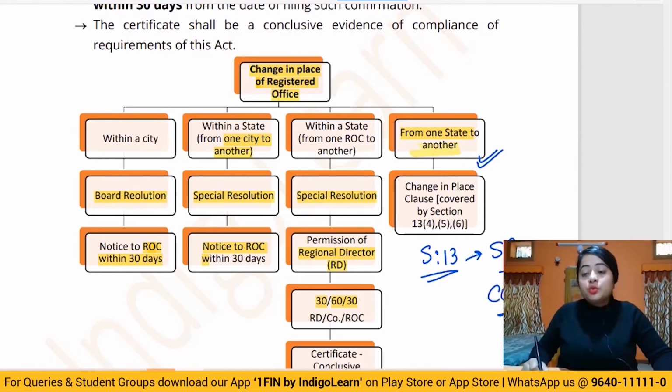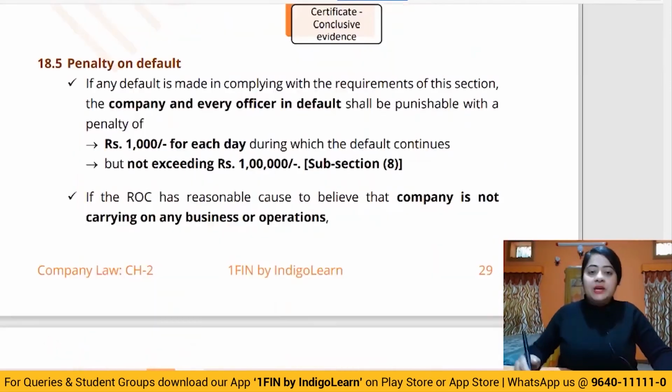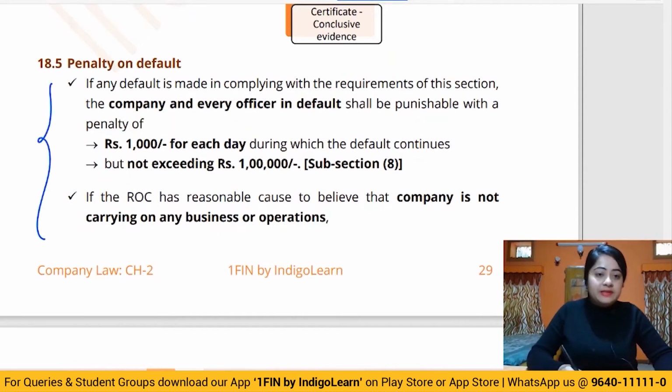Now here the central government is also going to ask for the details of the creditors. We also have to take the consent of all the different creditors and related parties. Once that consent is submitted, the central government is going to approve this shifting of the registered office from one state to another. Along with that, a special resolution will also have to be passed in this case. Now, what if this section is not followed? In that case, we have all of these penalties. So you can pause the video and see these penalties.